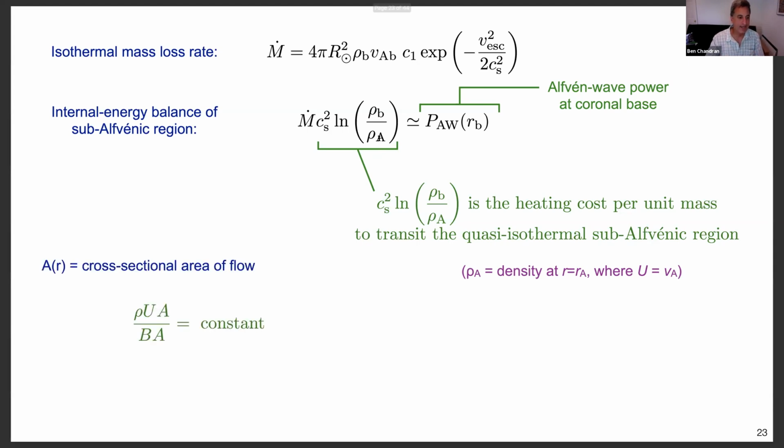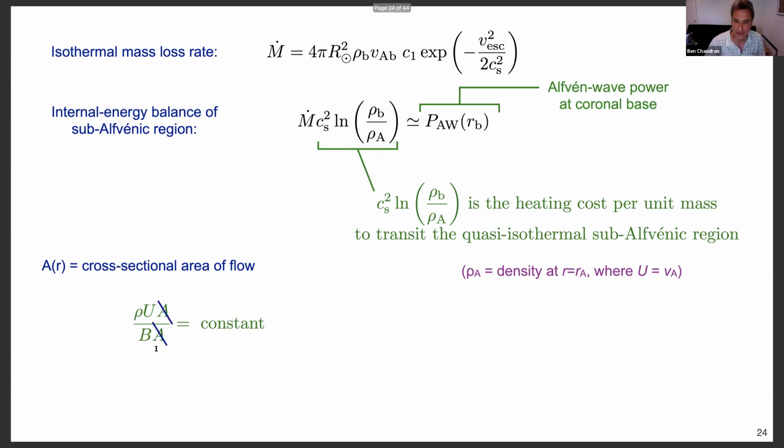So let me define capital A to be the cross-sectional area of the flow. This is a function of heliocentric distance R. This ratio here is then independent of R. It's a constant in steady state. The numerator here is the mass loss rate through the flow area. That's mass flux times area. The denominator is the magnetic flux through this flow area. Each is separately constant. Their ratio is constant, cancel out an A.